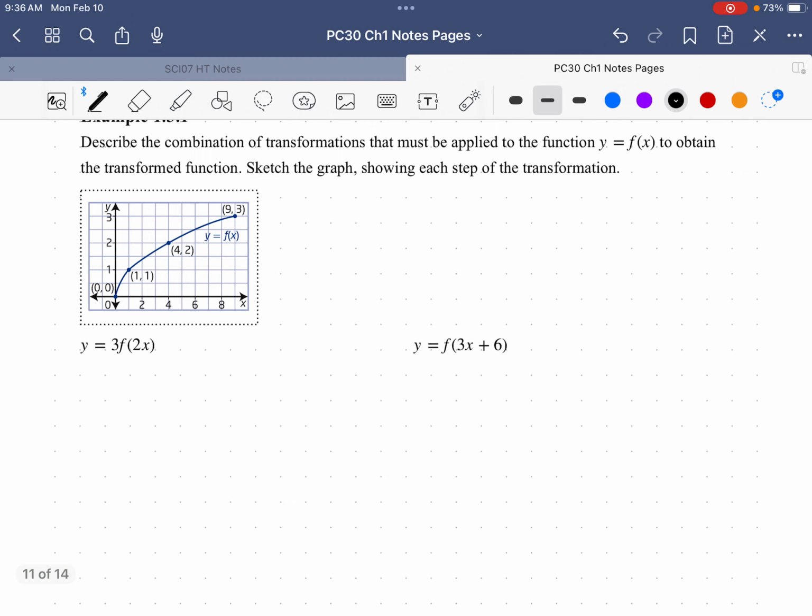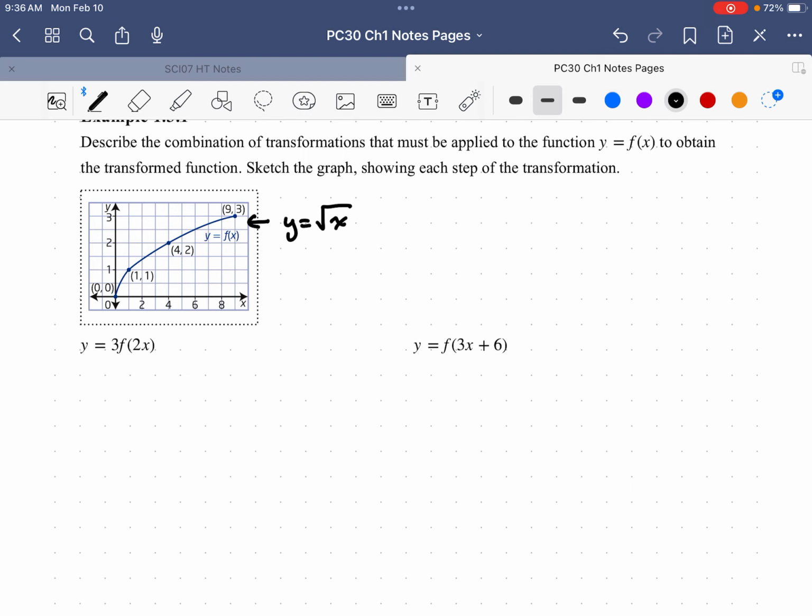Describe the combination of transformations that's applied to the function y is equal to f of x to obtain the transformed function. Sketch the graph showing each step. So here's our original graph. This is y equals the square root of x.